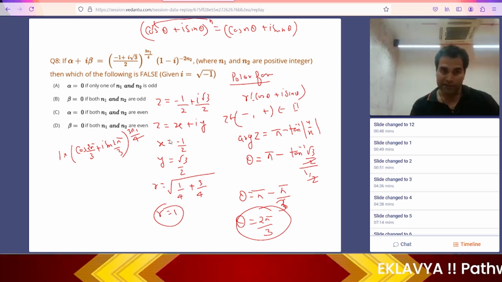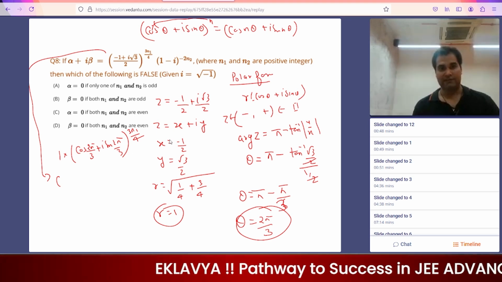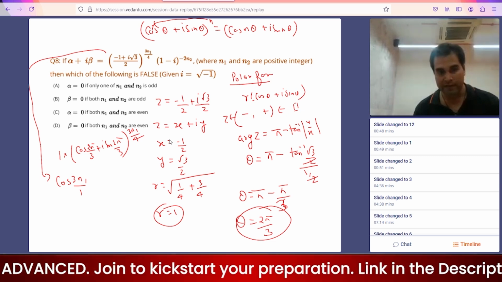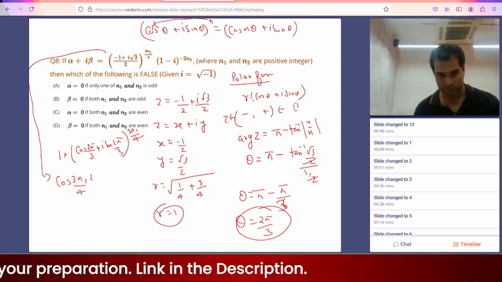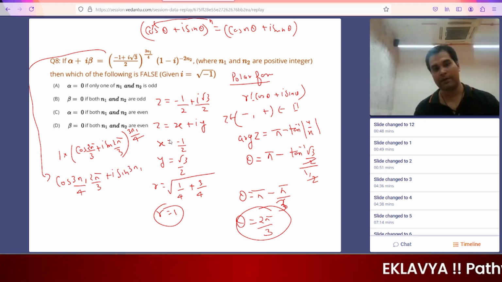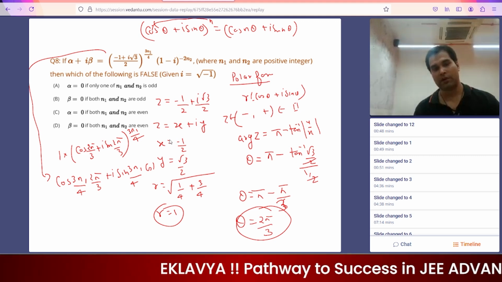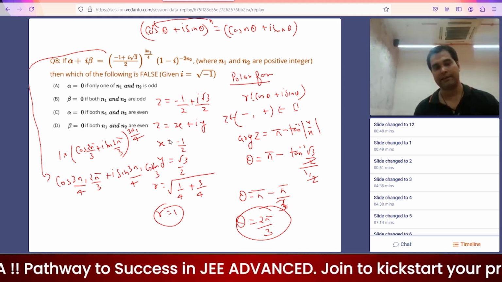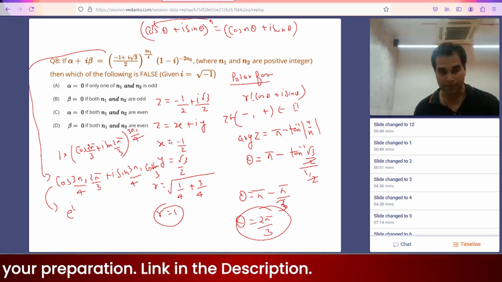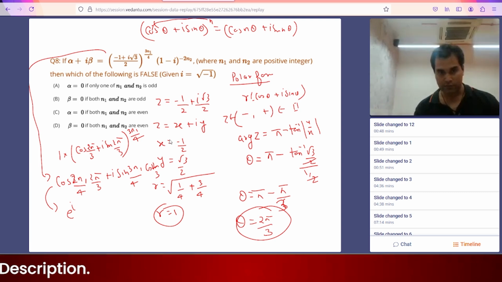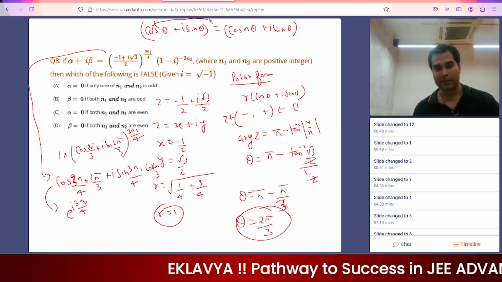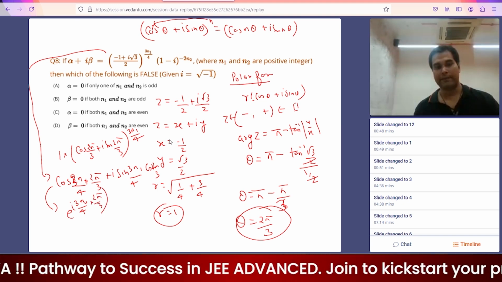This means this complex number is written as cos of (3 and 1 by 4) times 2 pi by 3 plus i sine of (3 and 1 by 4) times 2 pi by 3, and this is also written in Euler form as e to the power i times 3 and 1 by 4 times 2 pi by 3.